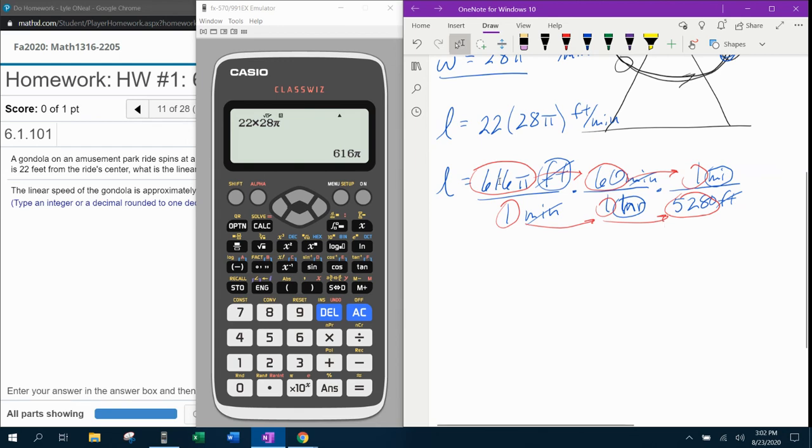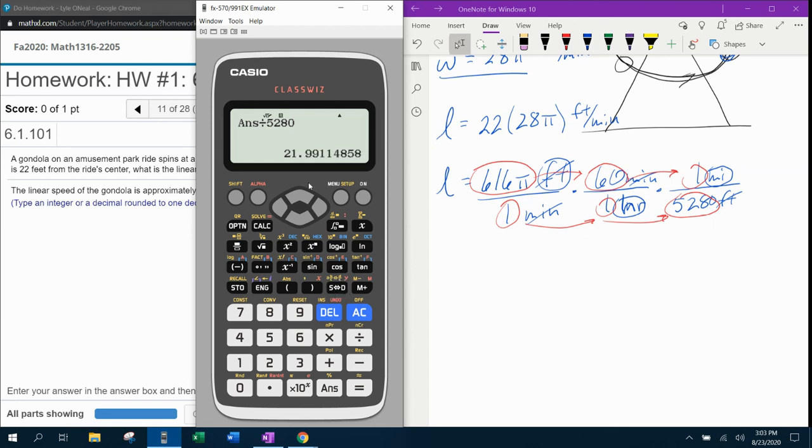Okay, so to start with, 616 pi times 60, that's our numerator, and we want to divide that by the denominator. So 1 times 5,280 is just going to be 5,280, which is 7 pi. And notice it does say an integer or a decimal. 7 pi is not an integer because pi is irrational. So we're going to have to convert that to a decimal. It looks like it wants it to 1 decimal place.